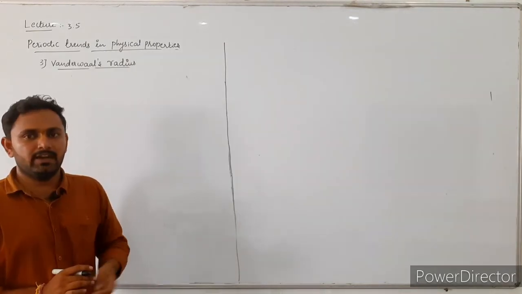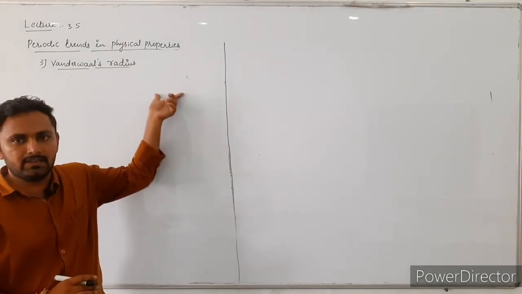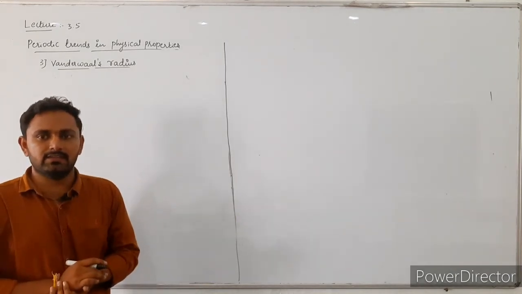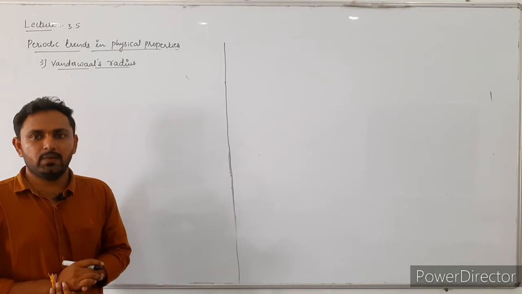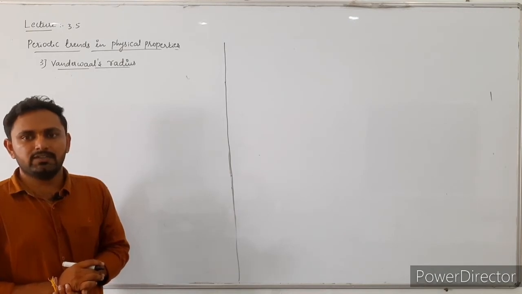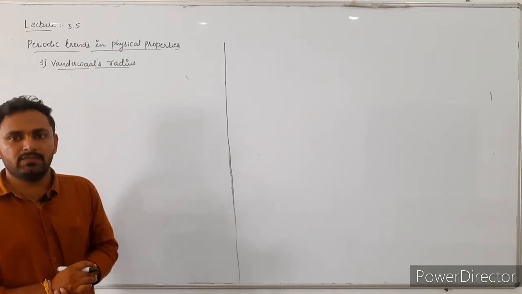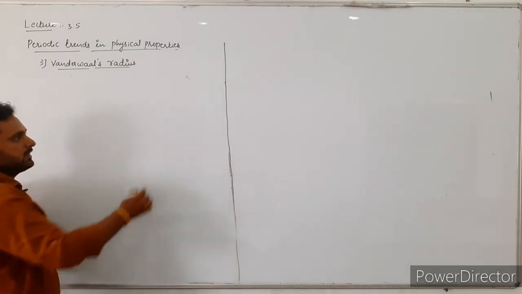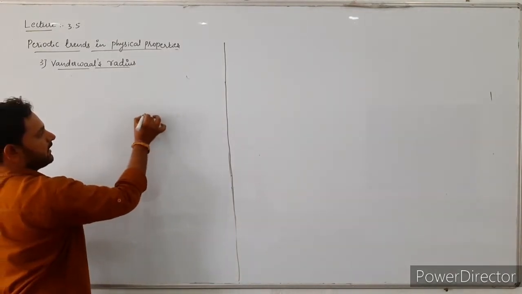The third atomic radius is van der Waals radius. What is van der Waals radius? It is half of the internuclear distance between two adjacent non-bonding atoms of different molecules is called van der Waals radius.